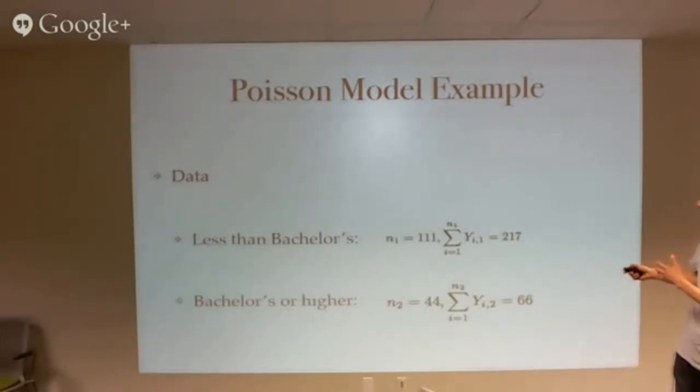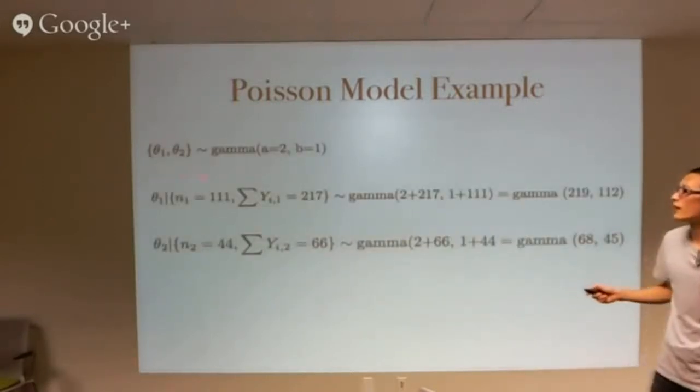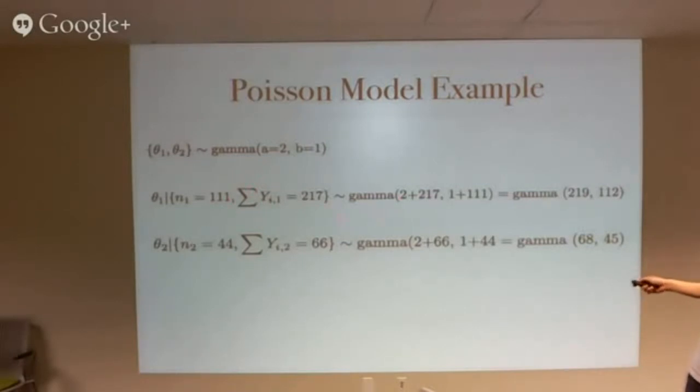Totally they have 217, and then 111 people have less than a bachelor degree, and the second group totally 66 people, and 44 people have the bachelor degree or higher. So we'll compare these two groups, then we plug in all the numbers to the model.